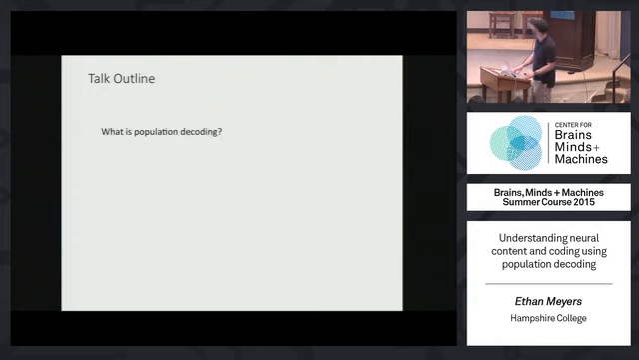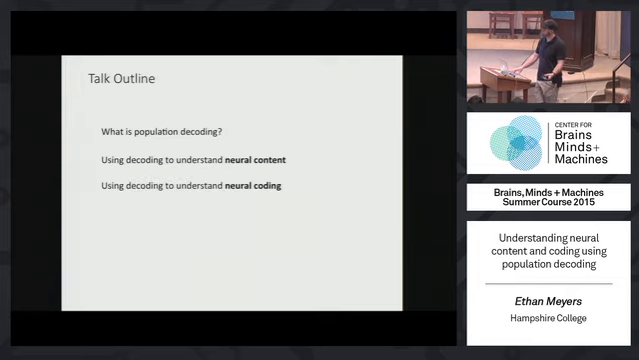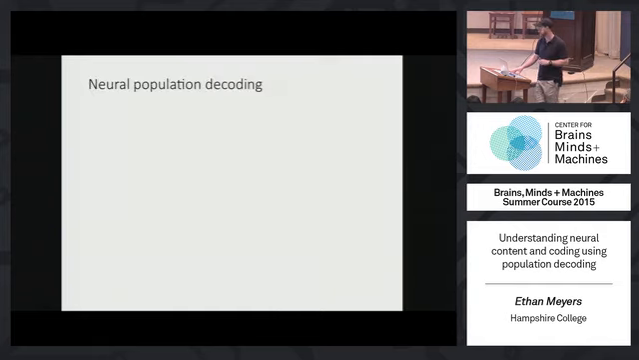So the outline for the talk today is that I'm going to talk about what neural population decoding is. I'm going to show you how you can use it to get at neural content, so what information is in brain regions. Then I'm going to show how you can use it to answer questions about neural coding, or how neurons contain information. And then I'm going to show you a little bit how you can use it to analyze your own data, so very briefly, a toolbox I created that makes it easy to do these analyses. OK. All right.